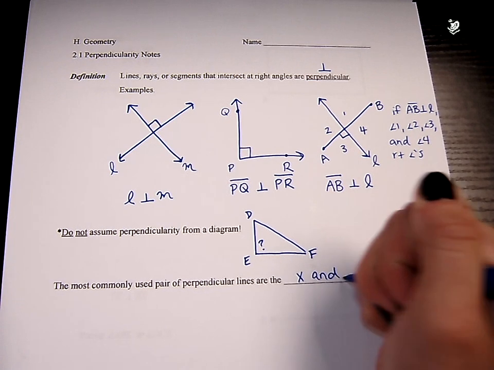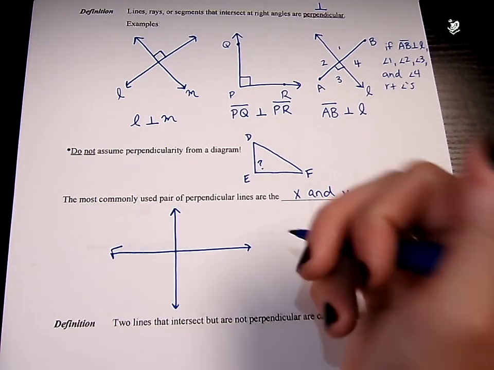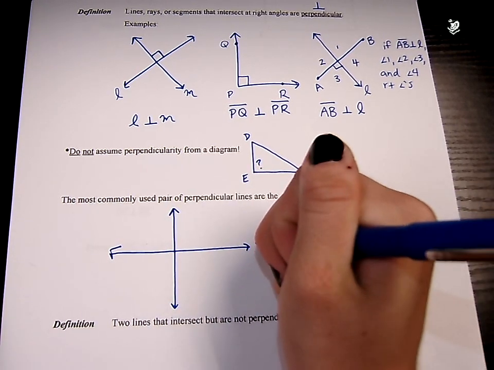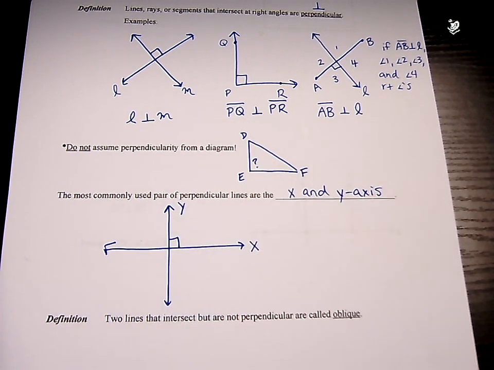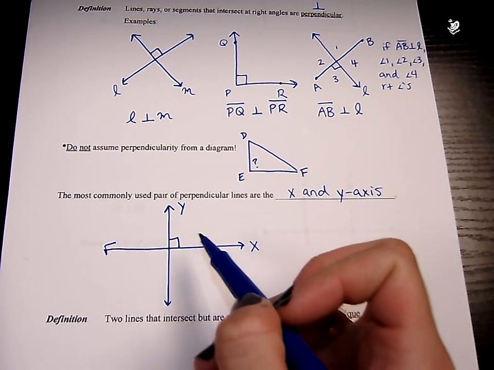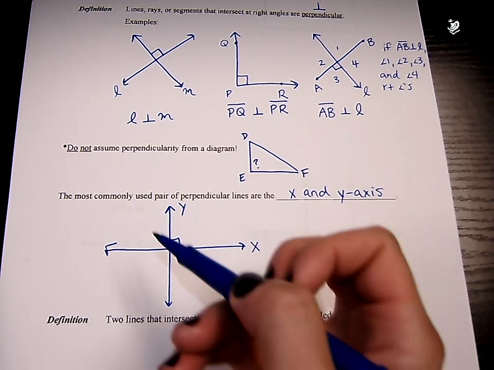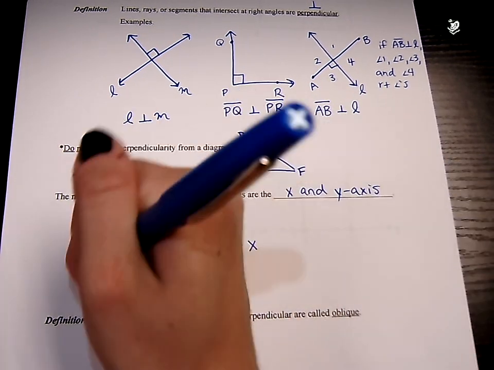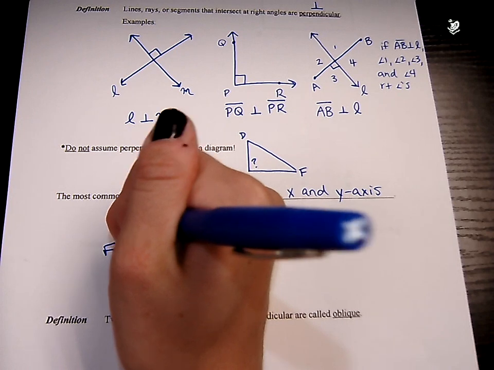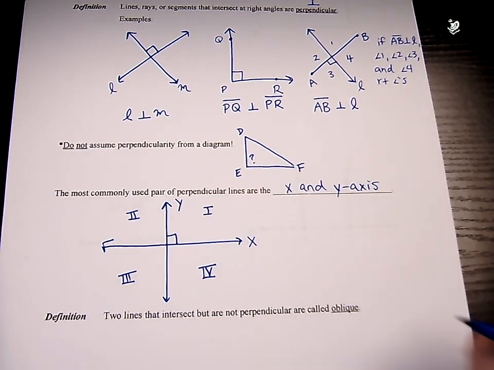The most commonly used pair of perpendicular lines are the x and y axis, something that you've been using for a while. The horizontal is your x-axis, the vertical is your y-axis. They form a right angle. And if you remember from algebra, we're dividing this x and y-axis into what are called quadrants, and each one has a 90-degree angle. So this is quadrant 1, and then it goes in a counterclockwise motion: quadrant 2, quadrant 3, and quadrant 4.